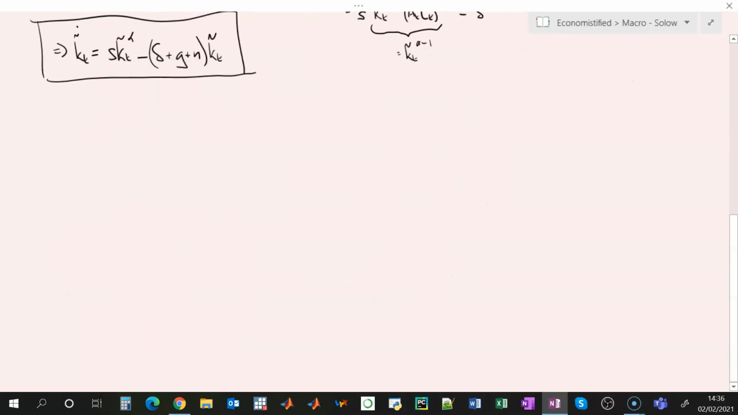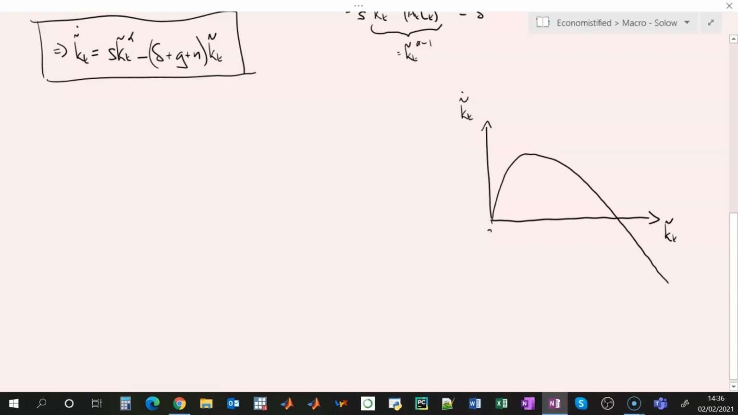We can draw this equation graphically. So this is KT tilde here, and this is KT tilde dot. This first part of the equation is going to be increasing at first, but then eventually KT tilde to the power of alpha is going to increase at a slower and slower rate, and this negative term is going to overtake it. And so eventually it's going to do that.